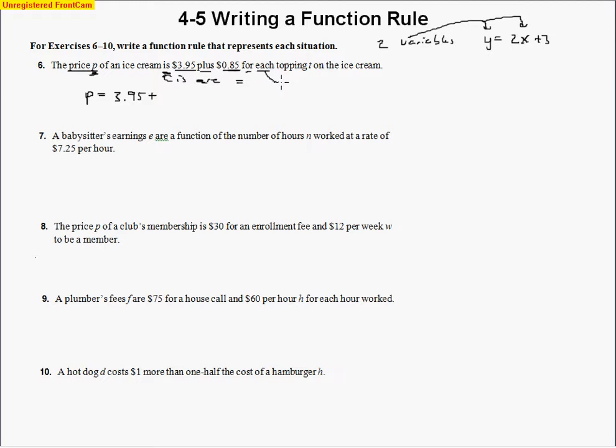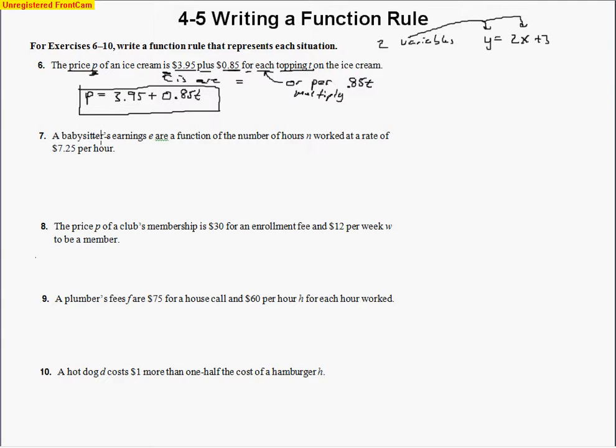When we see the phrase for each, or if we see the word per, that tells us we're going to multiply that 85 hundredths by a number. In this case, we're going to multiply it by the toppings, T, and that's what that represents. So the word for each typically tells us that we need to multiply, and that'll be our expression: 0.85t. That's writing a rule to represent the situation.